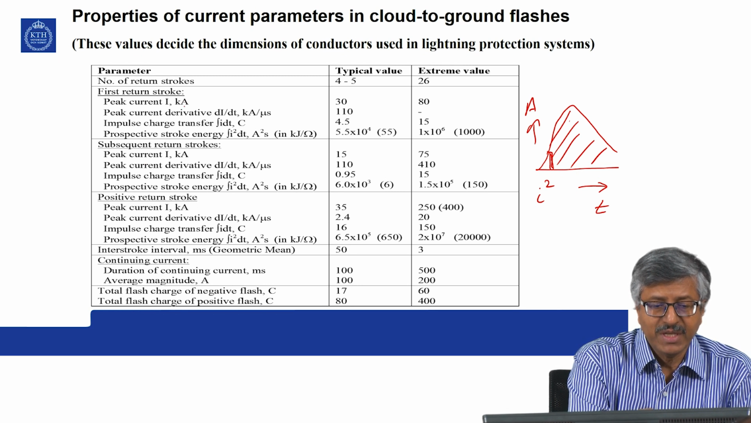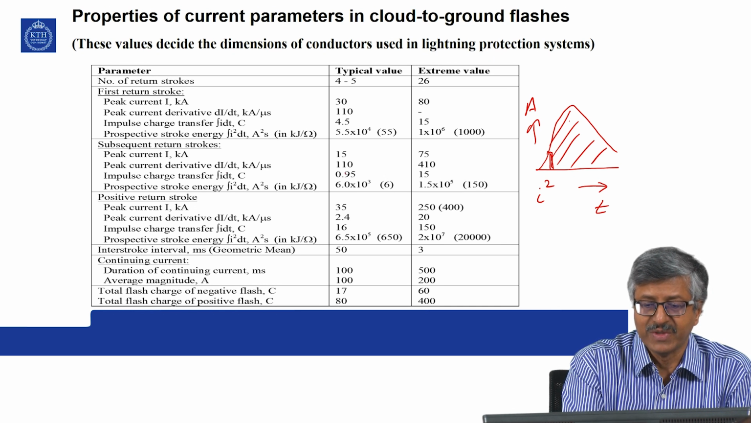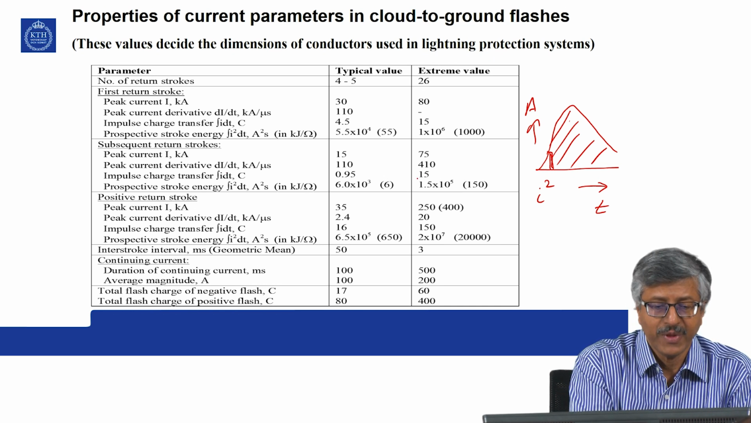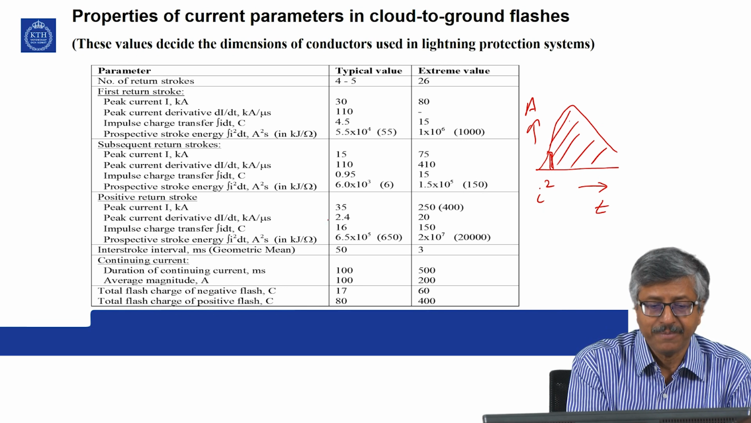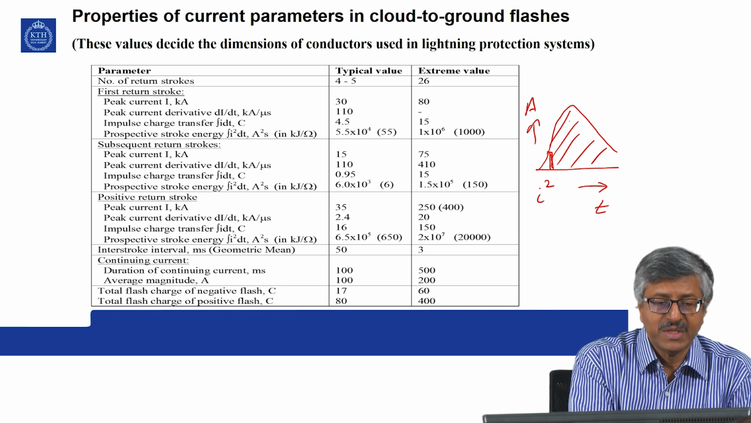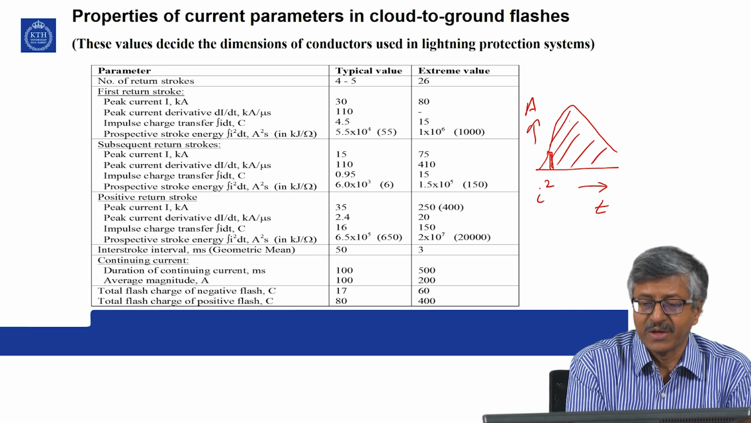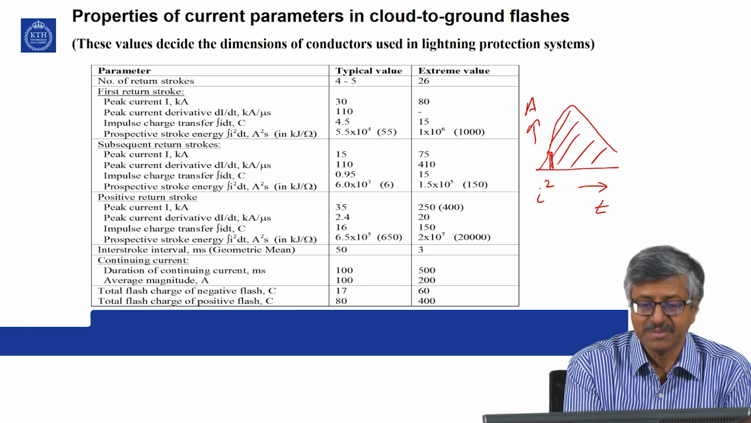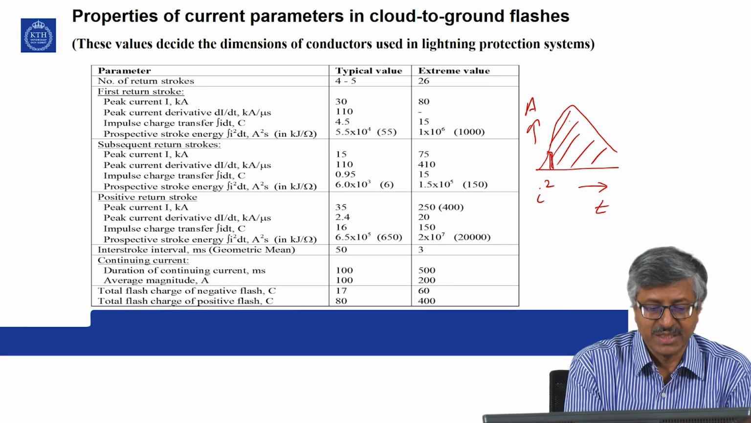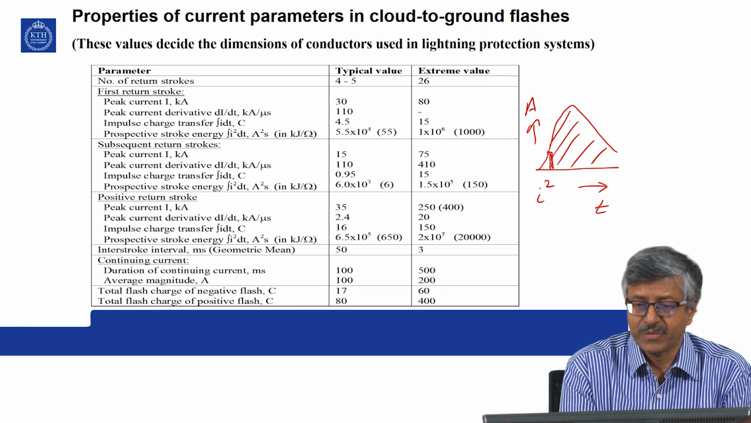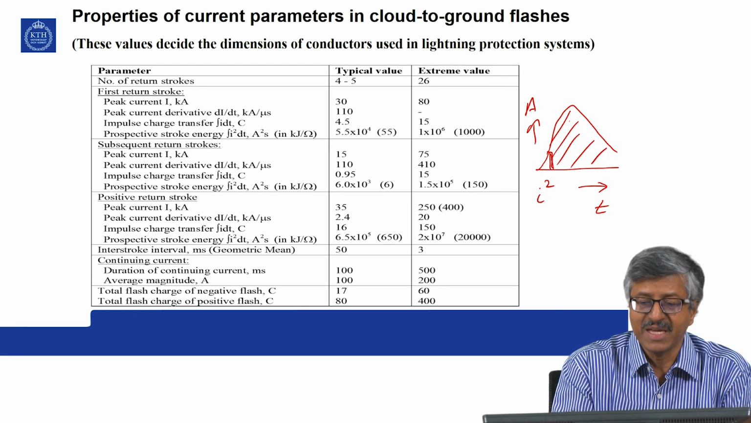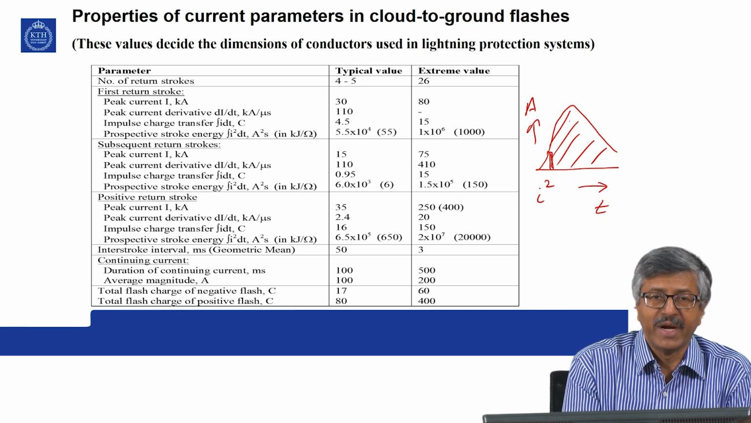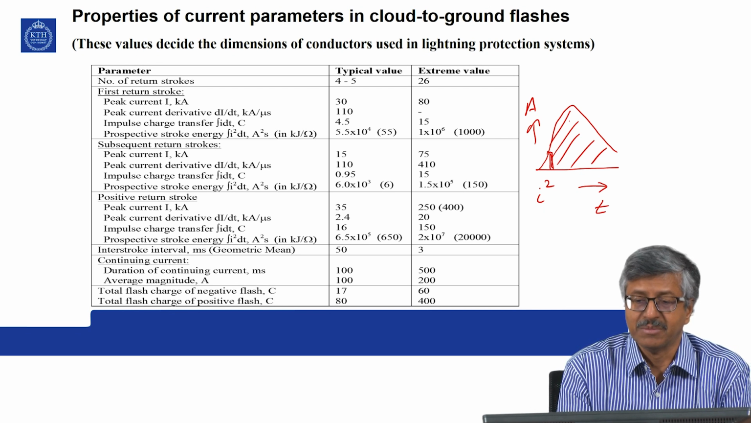So, this is for the first return stroke, this is for subsequent return stroke that follows the first return stroke, which are a little lesser in value. Then positive return stroke, this is from positive cloud to ground lightning, where you have much more higher amplitudes in the extreme cases. Then continuous current and total flash charge. So, these are important engineering parameters that are required in designing lightning protection systems.